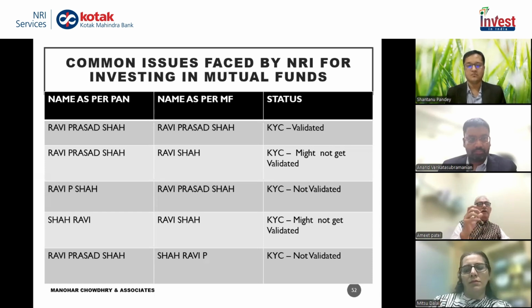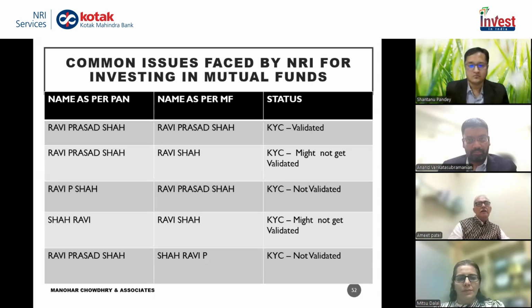Okay. So in this first example, when you applied for a PAN card, the full name given was Ravi Prasad Shah. On the PAN card, when he made the application, he mentioned that on my PAN card, just print Ravi Shah. Okay, so invariably, all of us use the PAN card, the card itself, as a kind of KYC. And the name printed on that is Ravi Shah. But in the PAN records of the government, the actual name is Ravi Prasad Shah. In the mutual fund record also, it is Ravi Prasad Shah. So far, so good. In this case, the KYC gets validated.